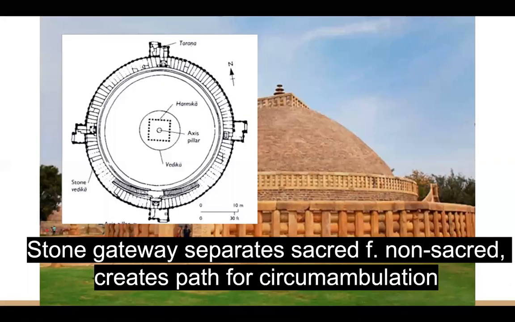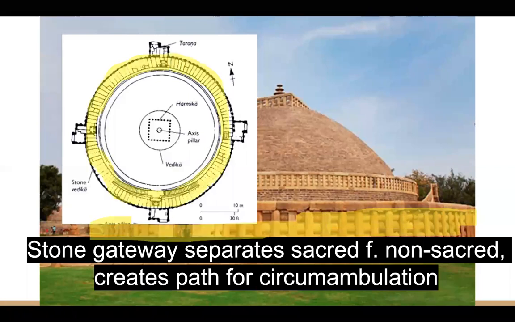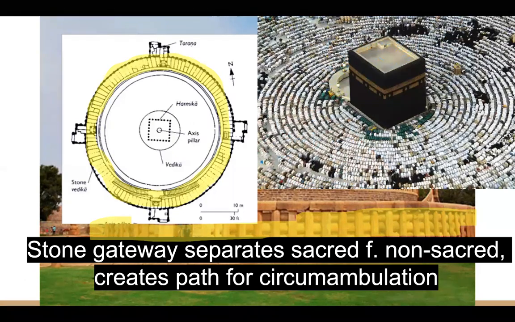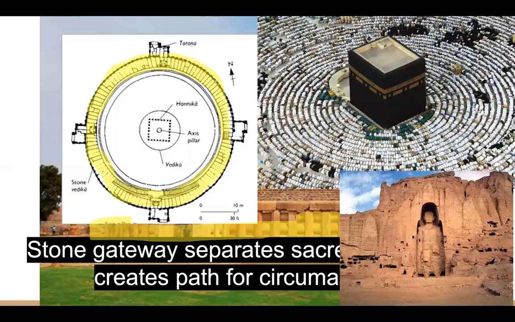All right, there's 4 stone gateways that separates, so here's the gateways, separates the sacred, so if you're inside, you're in the sacred ground, from the non-sacred. Outside of the gateway is non-sacred. And it's creating a path for circumambulation. You got to keep them circumambulating. All right, we've talked about circumambulation.